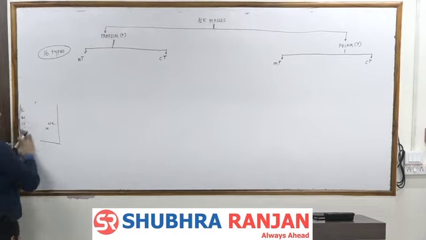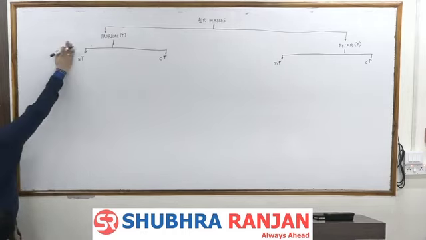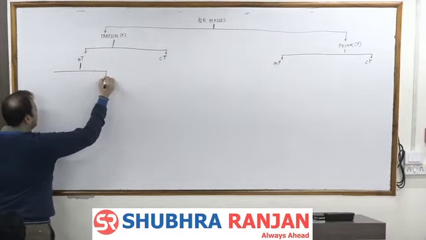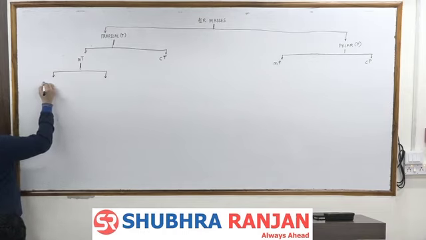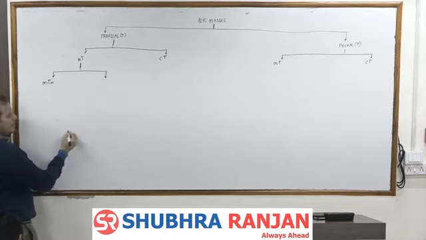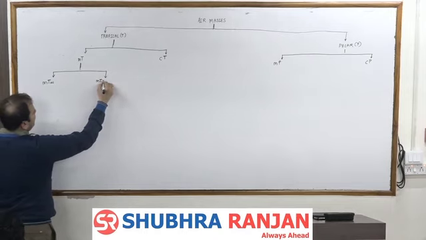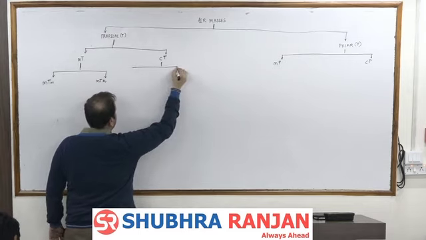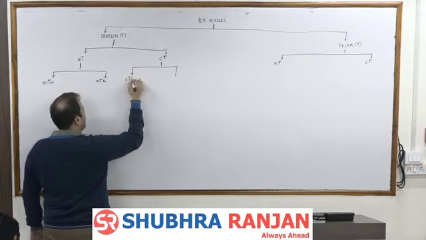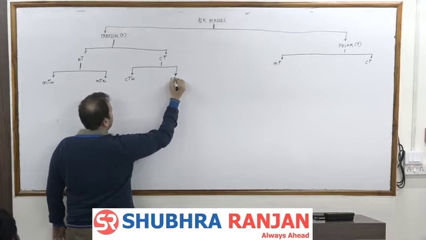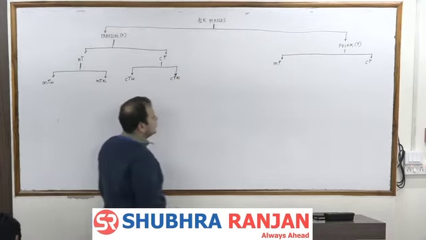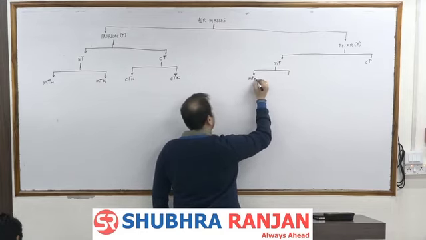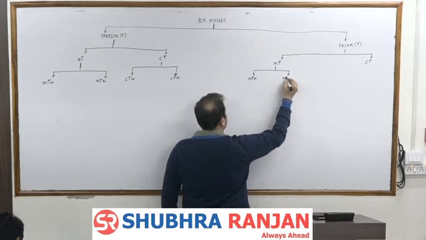Maritime tropical air mass can be further, depending upon the area it visits, maritime tropical warm air mass or maritime tropical cold air mass. Similarly, continental tropical air mass can be continental tropical warm or continental tropical cold. Maritime polar warm, maritime polar cold.